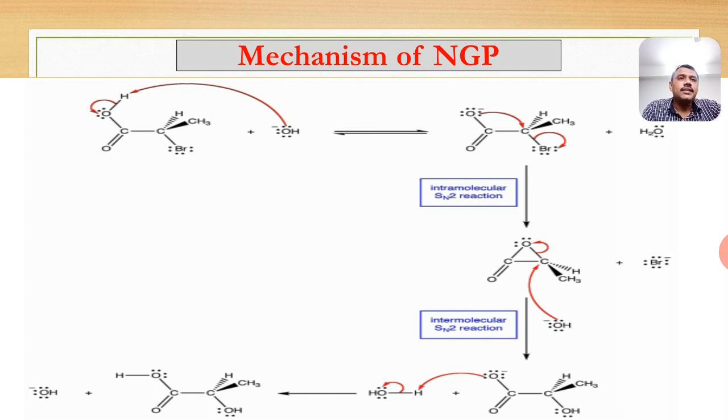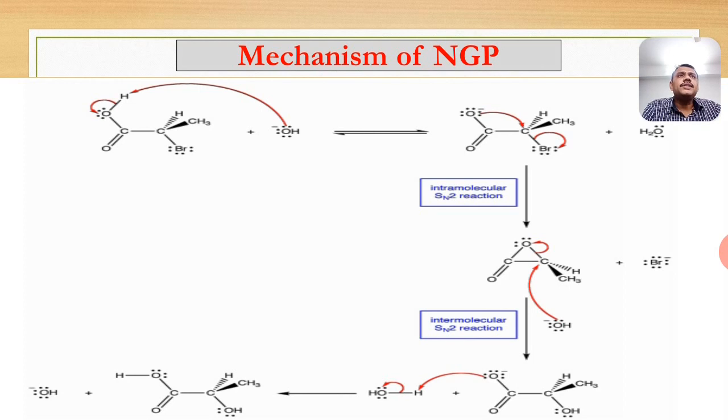As it is a three-center reaction, the bridged ion is the intermediate of this reaction, and it has an octet. Therefore it is more stable than the normal intermediate in a nucleophilic substitution reaction. This is about the mechanism of NGP reactions.